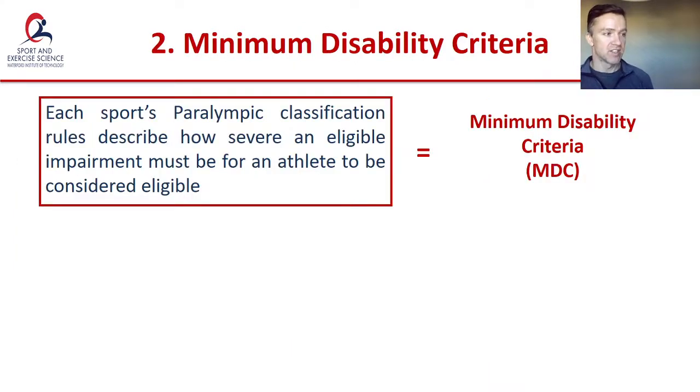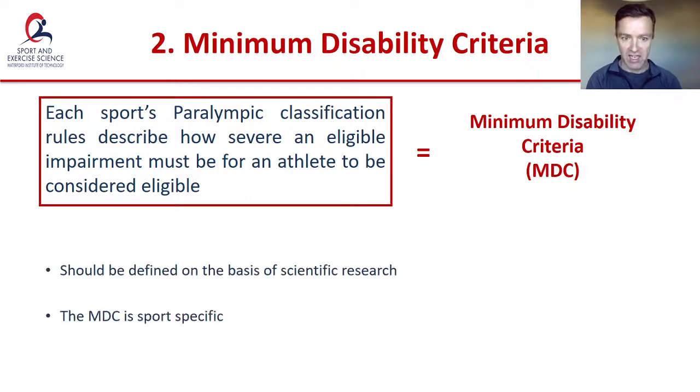If you are defined, you then go on to look at the minimum disability criteria. Each sport's classification rules describe how severe an eligible impairment must be for an athlete to be considered eligible to compete. So there's a minimal level of eligibility. That's what they're called.